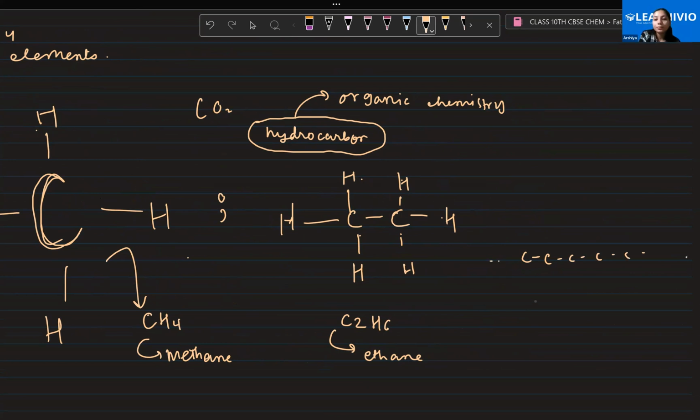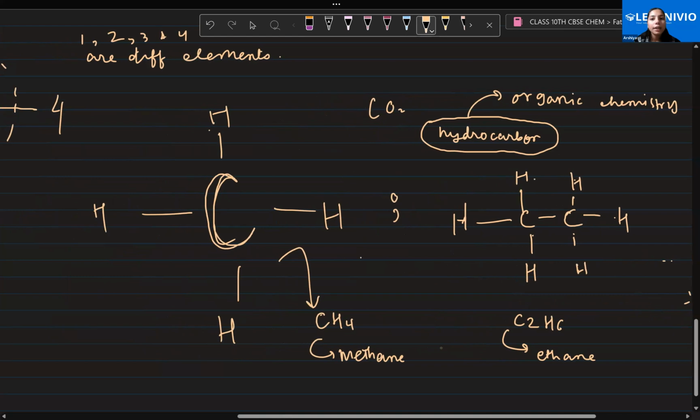Now you might have heard about alcohols, right? If the OH group, which is a new group, is attached, then this becomes alcohol. So if it's attached to methane, this becomes methanol. And this goes on, so there are n number of possibilities when it comes to carbon. It will just keep on going and going and going.